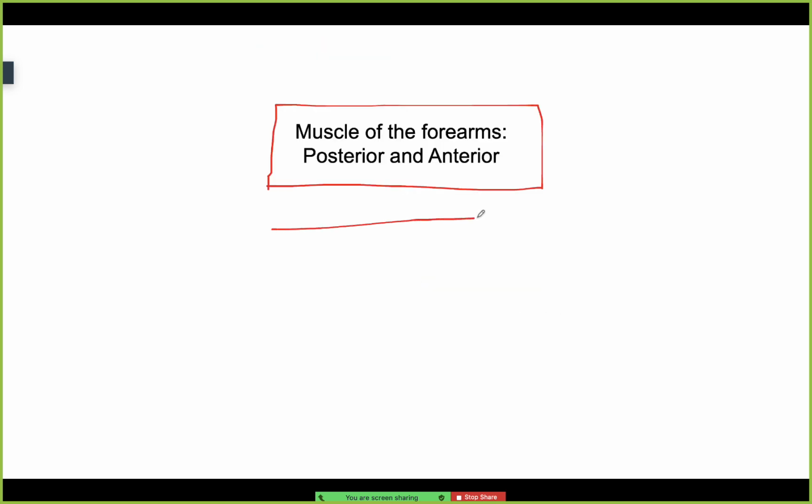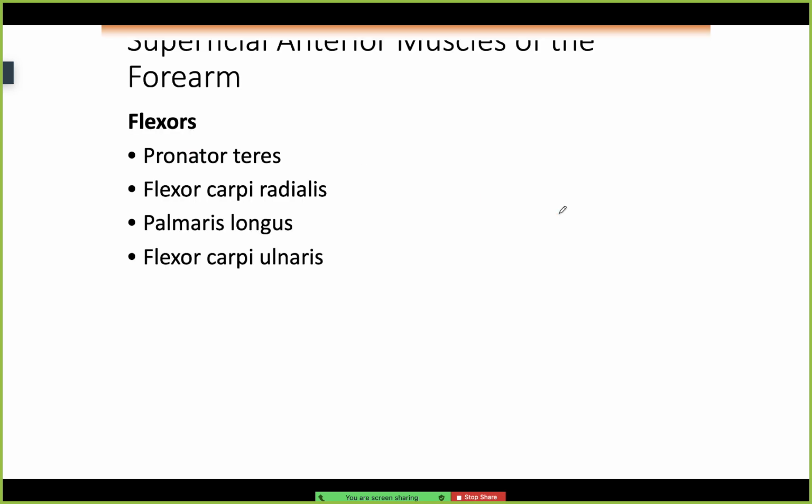Muscles of the forearms, posterior and anterior, are going to be on both sides, and they're pretty close together. So differentiating them can be a bit tricky. I have given you a list of the flexors and the extenders.